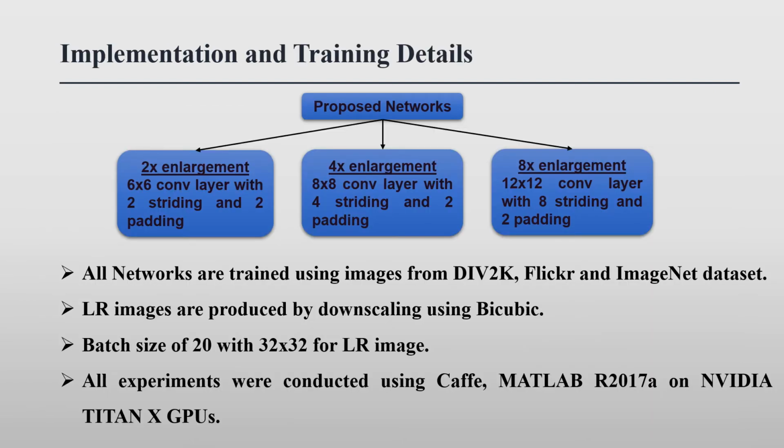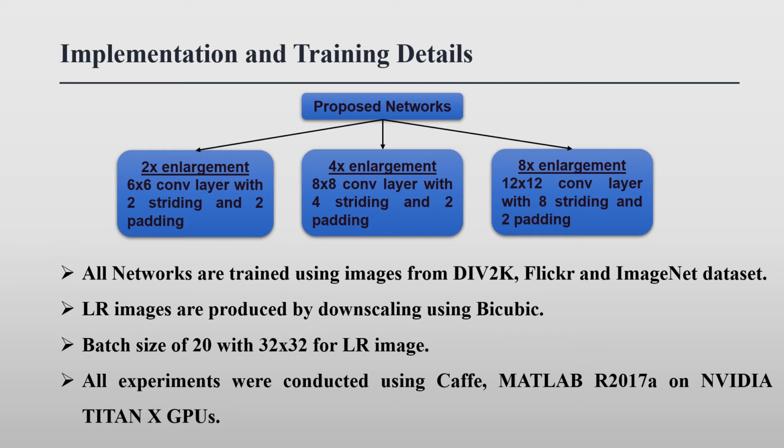Now coming to the implementation and training details as proposed in the paper, they proposed 2 times enlargement, 4 times enlargement, and 8 times enlargement. For 2 times enlargement in the up projection and down projection units, they used 6 cross 6 convolution layers with 2 striding and 2 padding. And in 4 times enlargement of the low resolution image, they use 8 cross 8 convolution layer in up and down projection units with 4 striding and 2 padding. And 12 cross 12 convolution layer in 8 times enlargement of low resolution image with 8 striding and 2 padding.